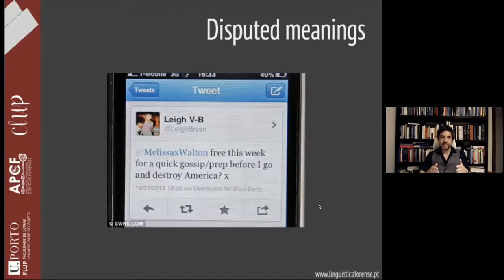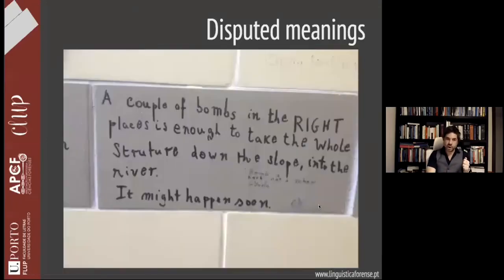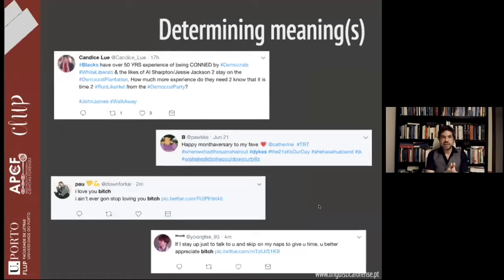So how can we safely establish whether a statement is a threat or not? For example, is this a threat? This picture was taken at my faculty, and should we look at this and take it as a threat? It could be. Okay, so determining meanings is very complex and also very exciting at the same time. And when we talk about disputed meanings, an area where forensic linguistics has been very helpful is in cases not only of defamation, but also in cases of hate speech.